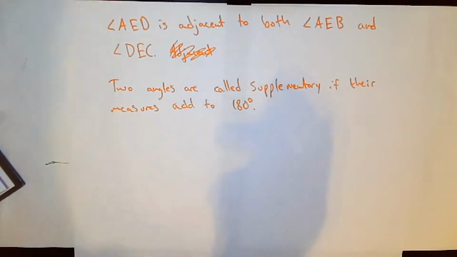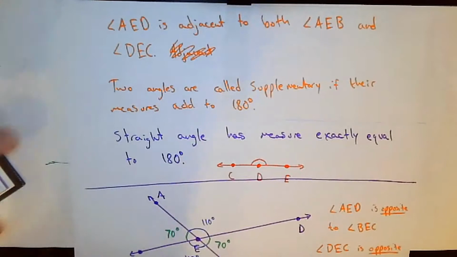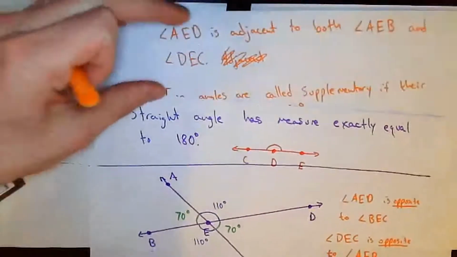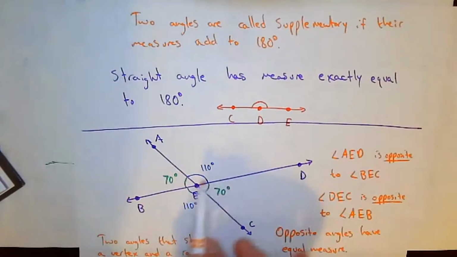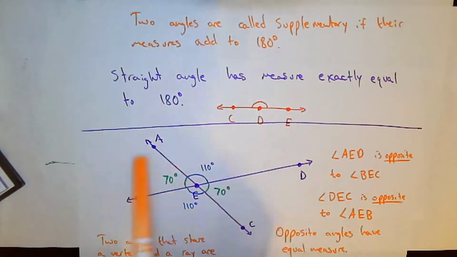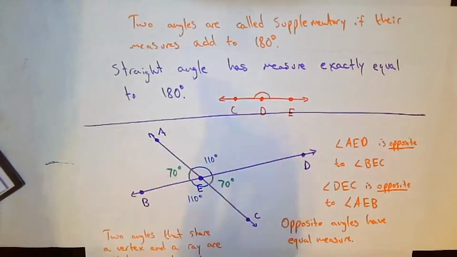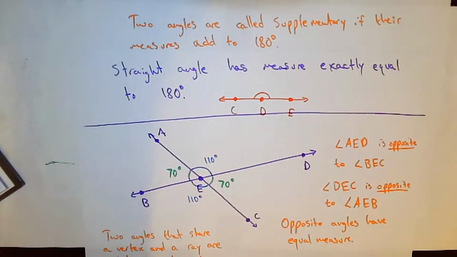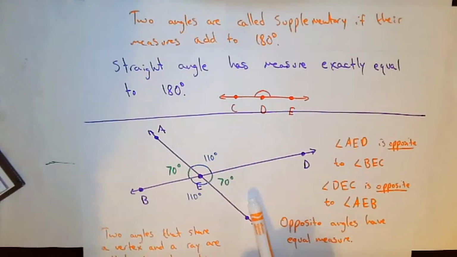So for instance, back here, these two angles, AED and DEC, are supplementary because they add to 180. In fact, there's tons of supplementary pairs on this picture. This and this, this and this, this and this. Any two angles that are adjacent are going to sum to 180. In a picture like this, if the angles are next to each other, then they have to sum to 180. Okay.